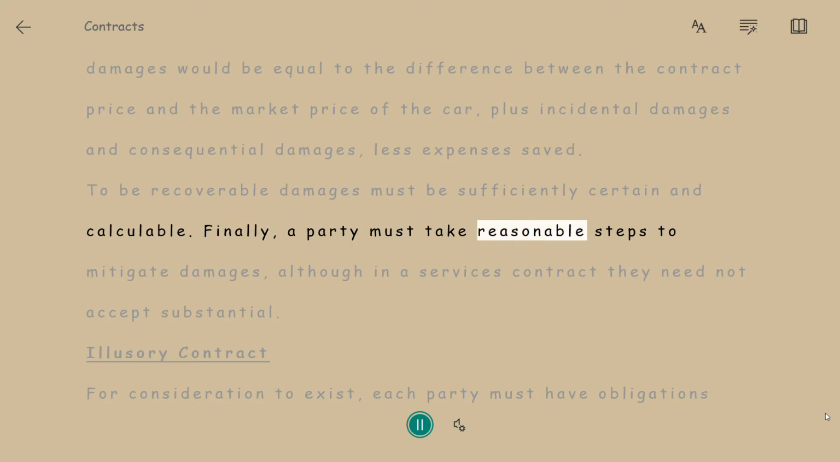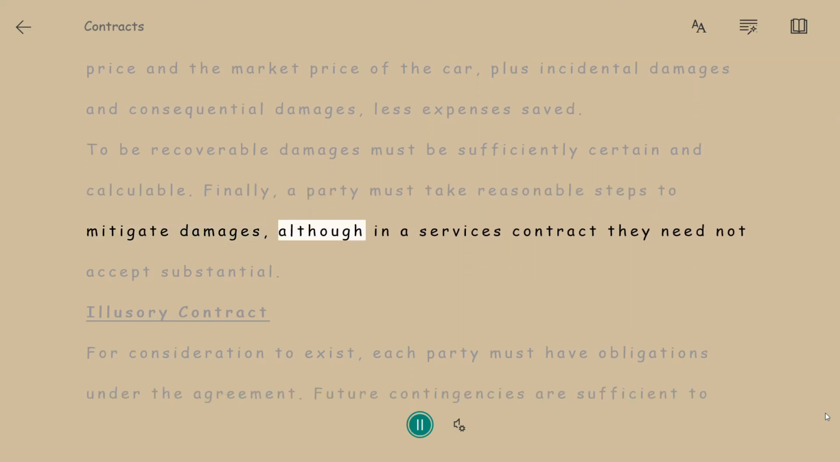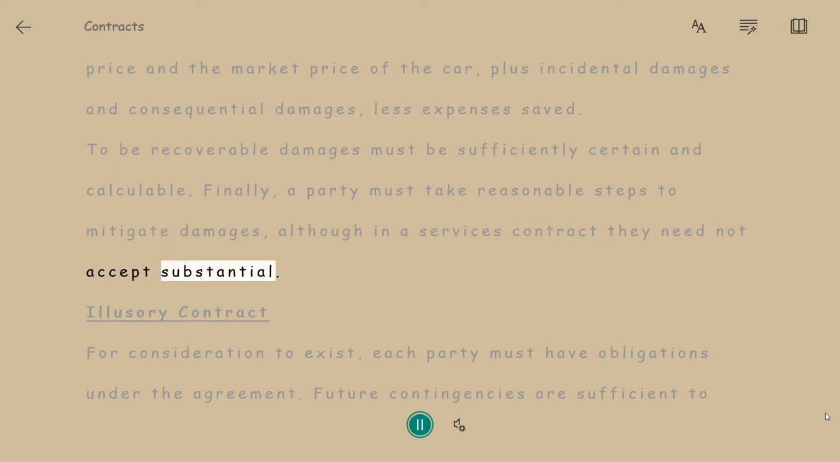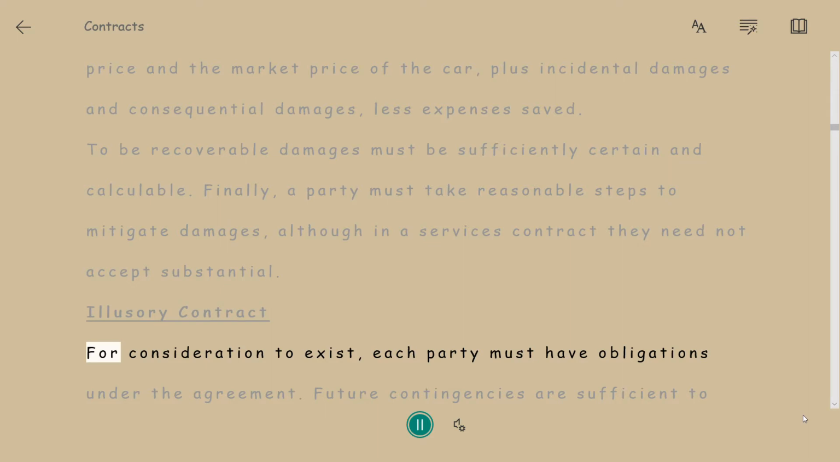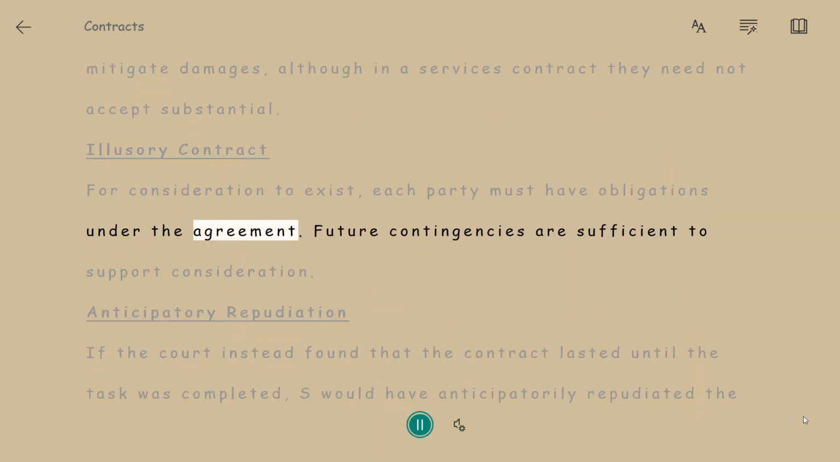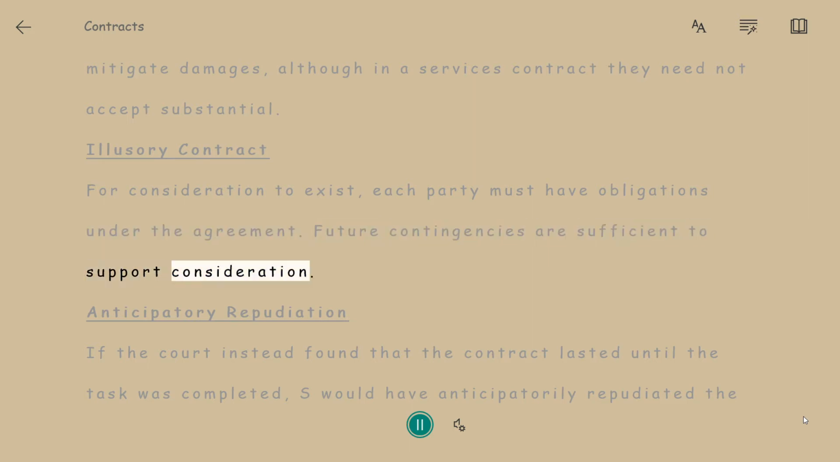Finally, a party must take reasonable steps to mitigate damages, although in a services contract they need not accept substantial. Illusory contract. For consideration to exist, each party must have obligations under the agreement. Future contingencies are sufficient to support consideration.